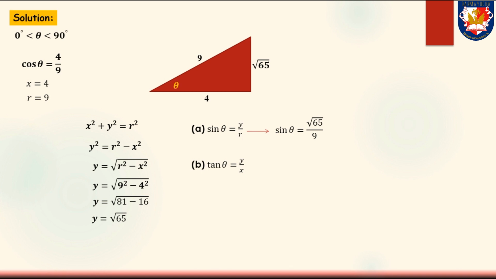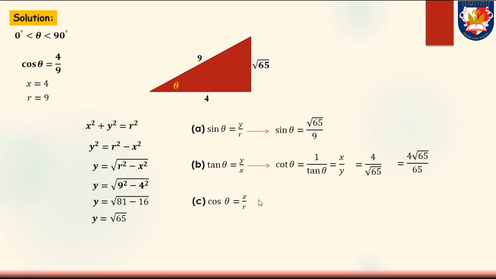But in the question, we are asked to find the cotangent theta. Cotangent theta is 1 over tangent theta equals x over y. Substitute the value of x and y. The cotangent theta equals 4 over square root of 65 equals 4 square root of 65 over 65.